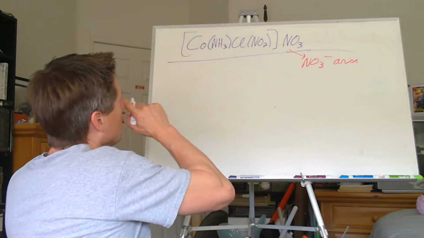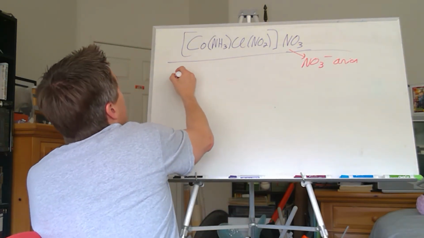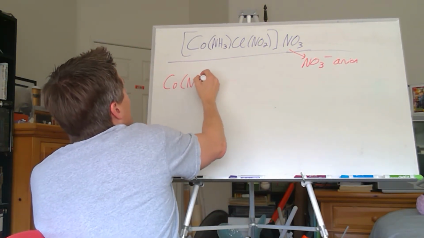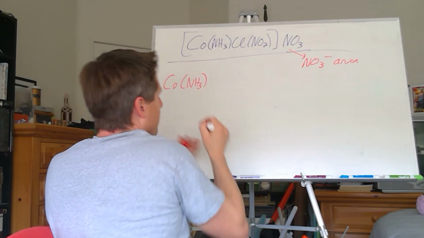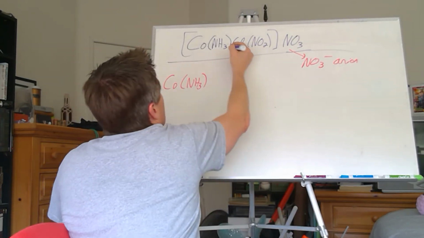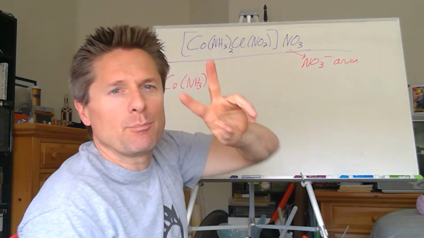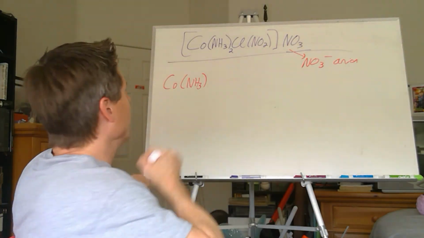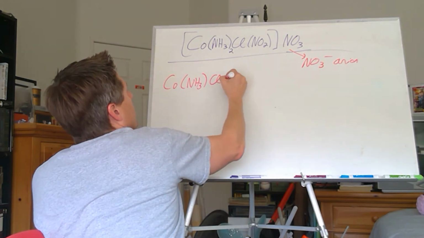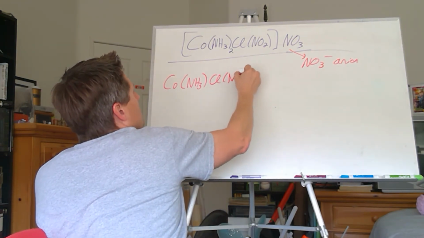All right, let's take a look at this. So the Co, NH3, oops, I forgot the 2 there. And then I put the NO2 in parentheses to make it more obvious. Got the chlorine, got the NO2.